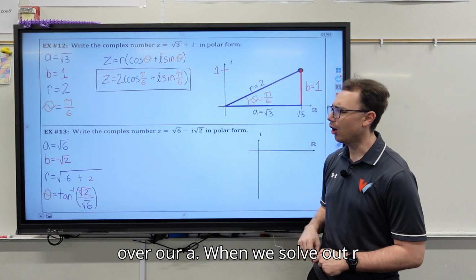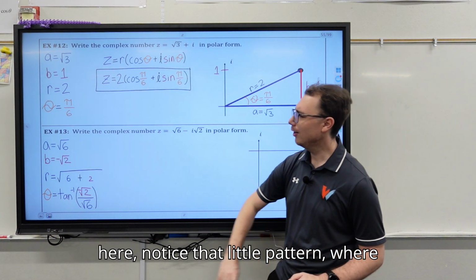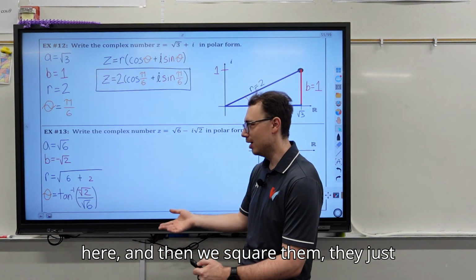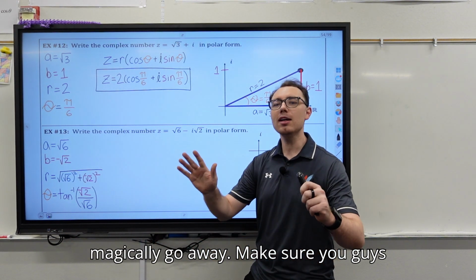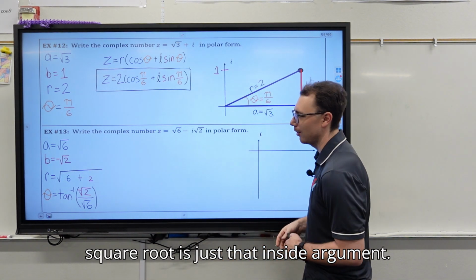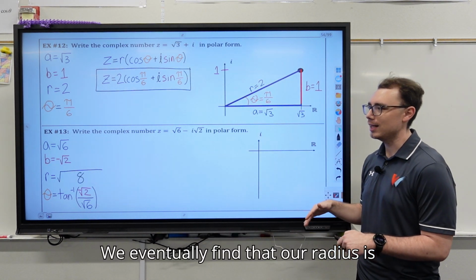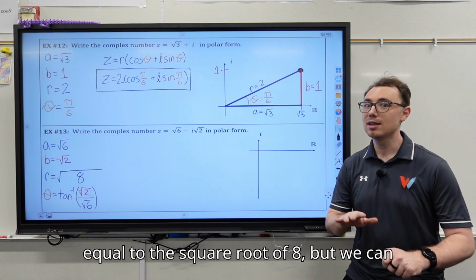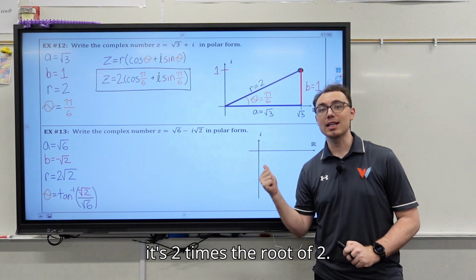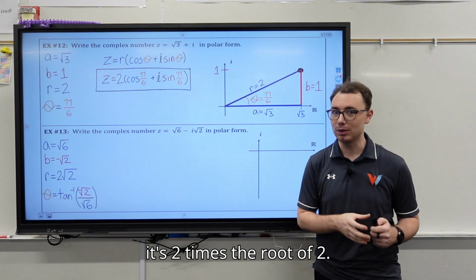When we solve out r here, notice that little pattern, where if we have both of these as root symbols here, and then we square them, they just magically go away. Make sure you guys feel confident that the square of a square root is just that inside argument. We eventually find that our radius is equal to the square root of 8, but we can simplify this a little bit by saying it's 2 times the root of 2.